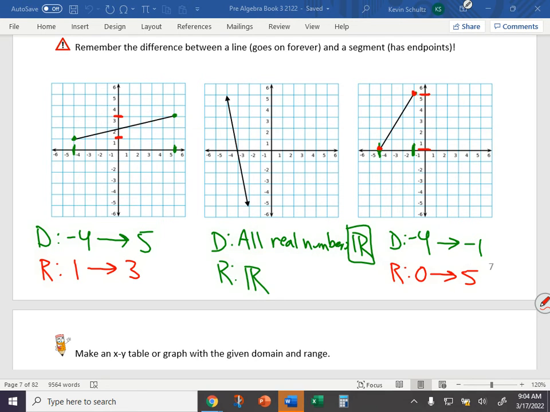Questions on that? Segment's definitely the hardest one. Right? The table, you just list it. A line is always the same thing. That segment, you really got to look at it and look for that domain and the range.